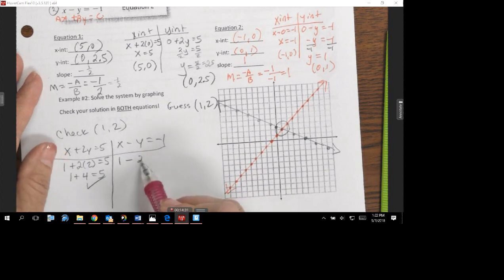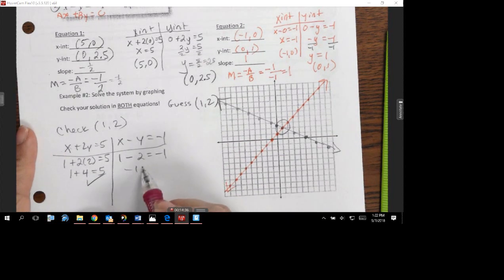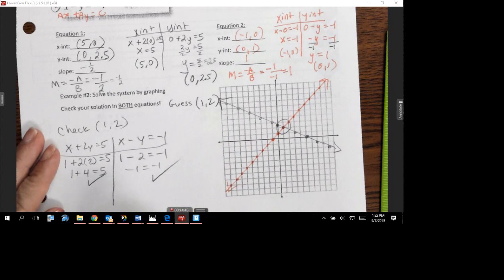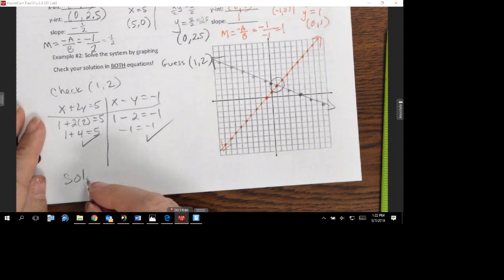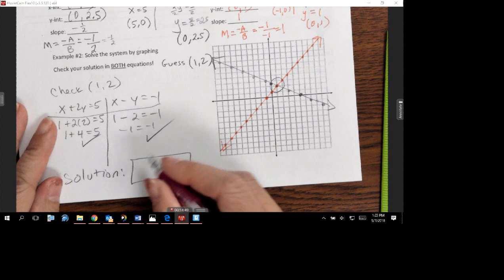Then I'll plug it in over here. 1 minus 2 equals negative 1. So negative 1 equals negative 1. That's true. If I get both to check, then my answer's got to be right. We write our solution as an ordered pair where the two cross.